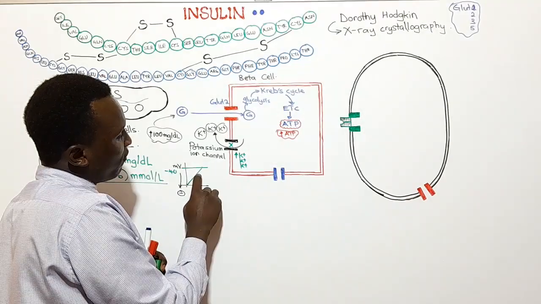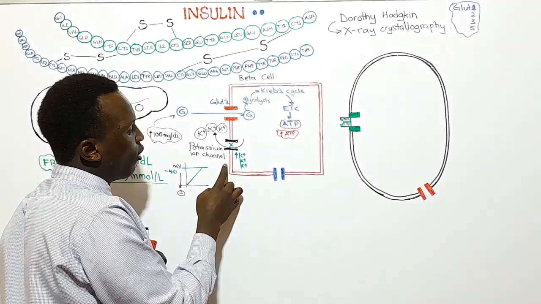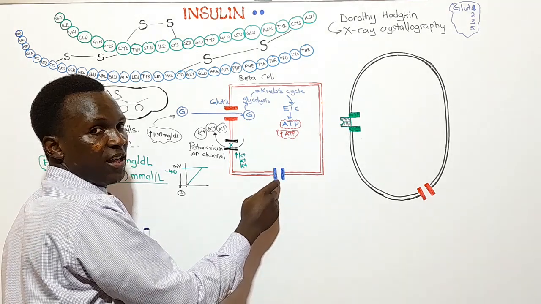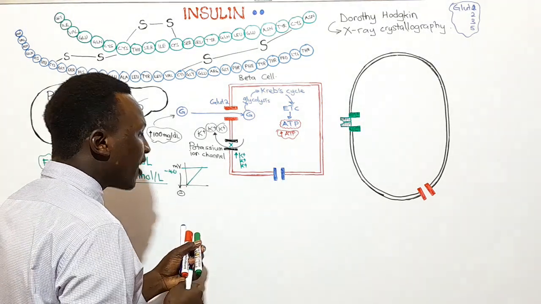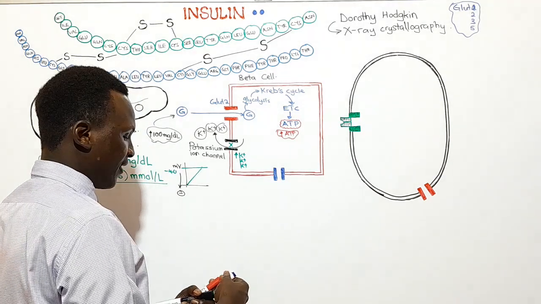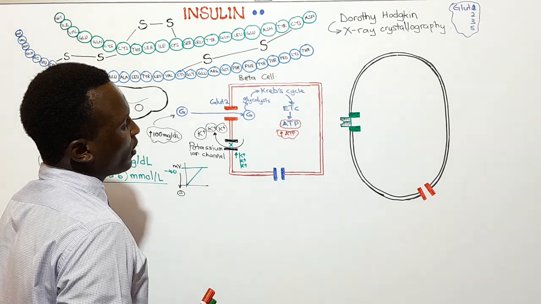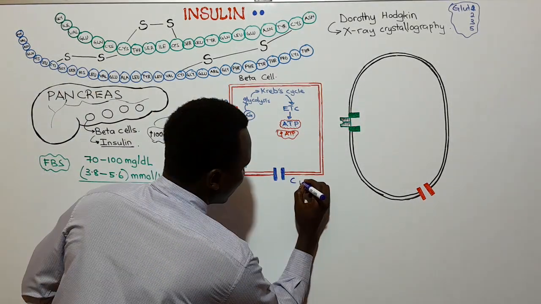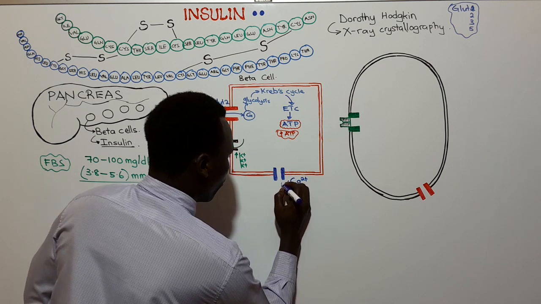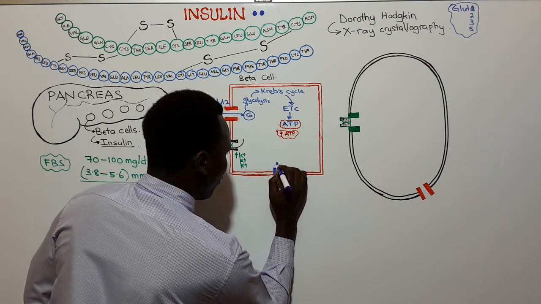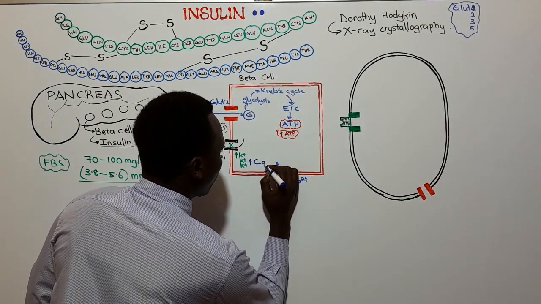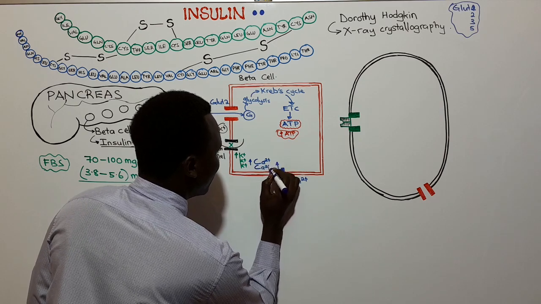So when this positive membrane voltage is generated, it will be transmitted along the plasma membrane of the beta cell till it reaches the calcium ion channels. At the calcium ion channels, what happens? There is an entry of calcium ions. How will it happen? At the outside, there is a lot of calcium compared to the inside. So when the channel is stimulated by the membrane voltage that has been generated, there is an increase in the intracellular concentration of the calcium ions.